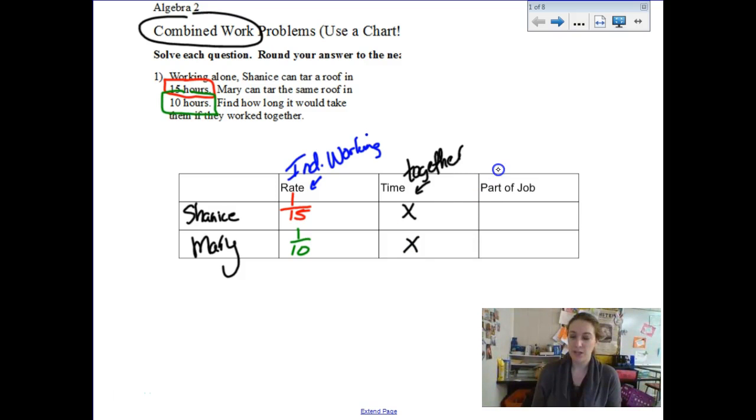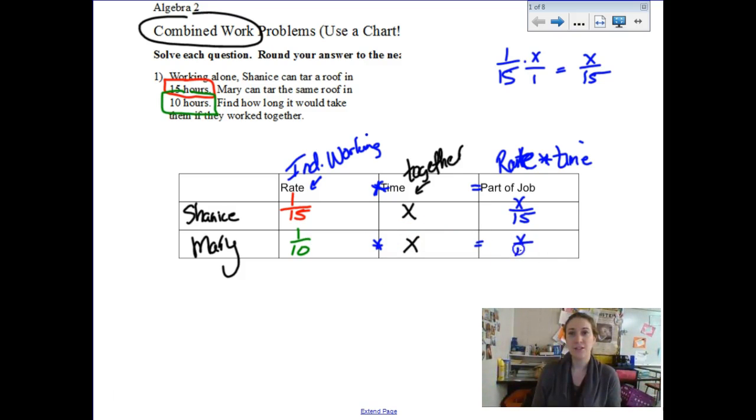And then for the part of the job, the way we're going to fill that part out is it's the working rate of the person times the time that it takes them to work together. So basically it's an equation that says this box times this box equals this box. So for us, 1/15 times x, nothing cross cancels, of course, you end up with x over 15, and that's how I'd like you to write that right here, x over 15. And then for Mary, her part of the job that she's going to complete is x over 10.